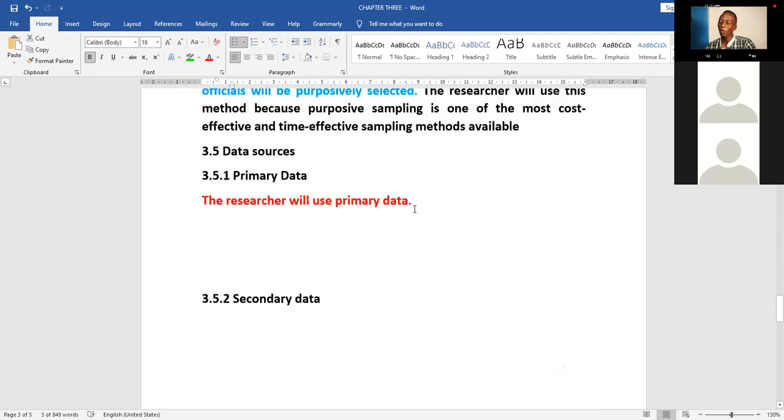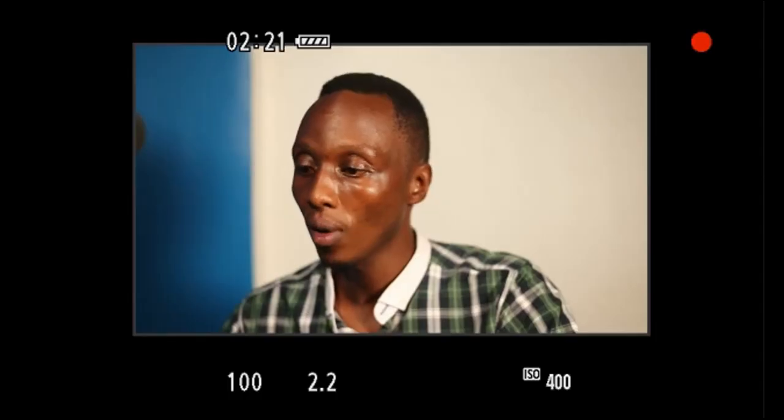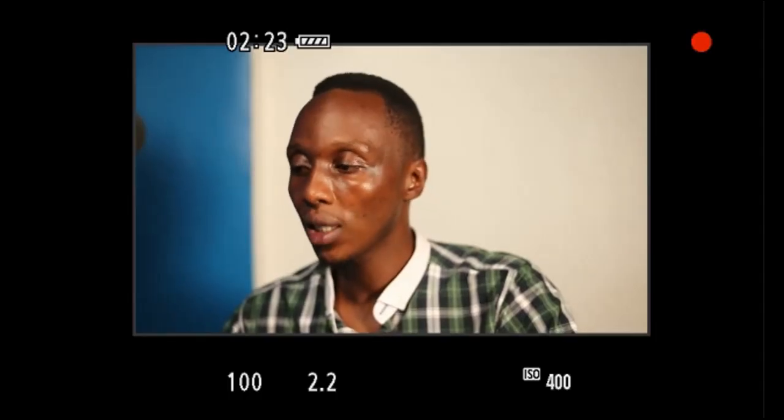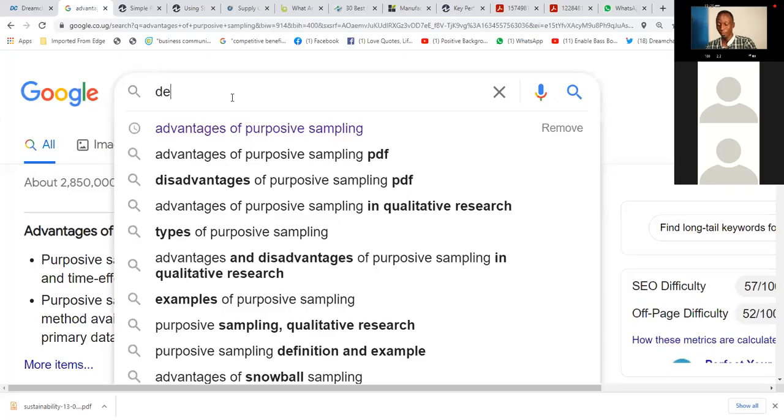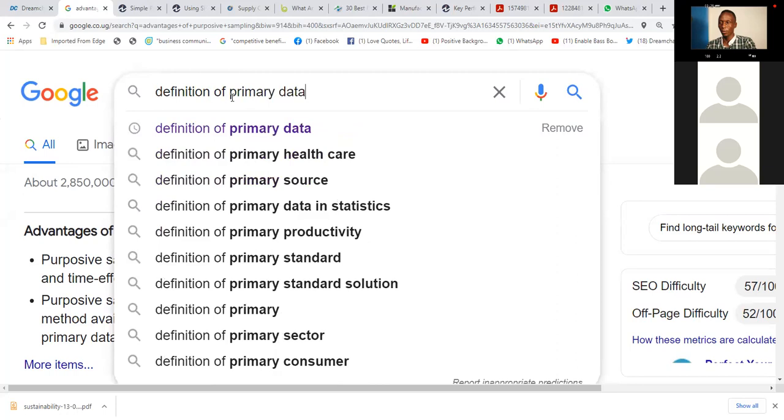How do we define the item? We are going to go to the internet and look for the definition of primary data. So let us go back to the internet, and then we're going to search for the definition of primary data, just like that.